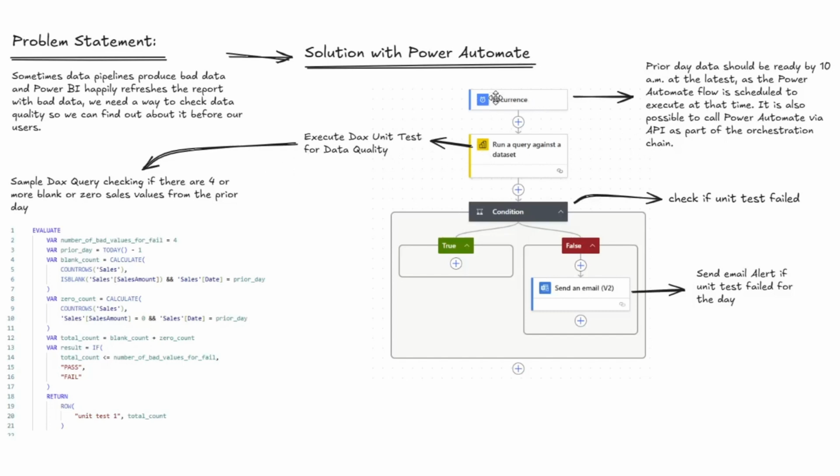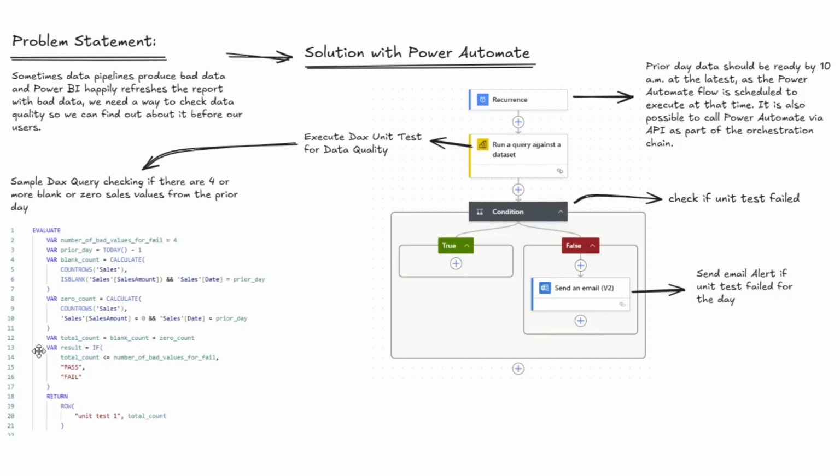So, here is a sample Power Automate flow. Essentially, it would run every single day at a set period of time, or it could be called after your Power BI dataset refreshes. It would then execute a DAX unit test for data quality. And then, if that unit test returned a pass, it wouldn't do anything. But if it returned a fail, it would send you an email notifying you that the data quality failed.